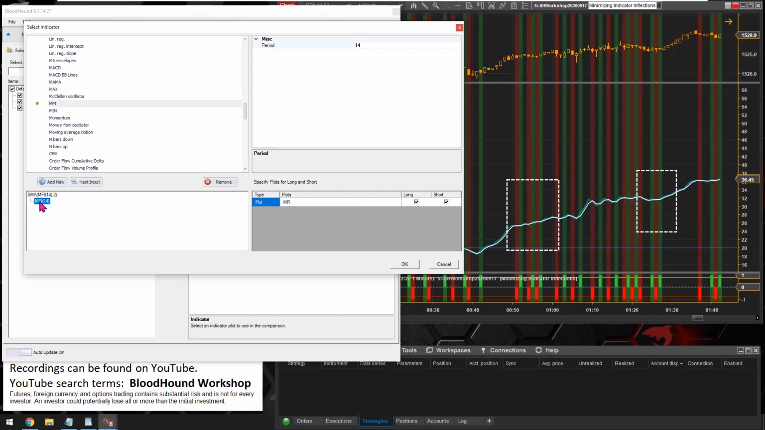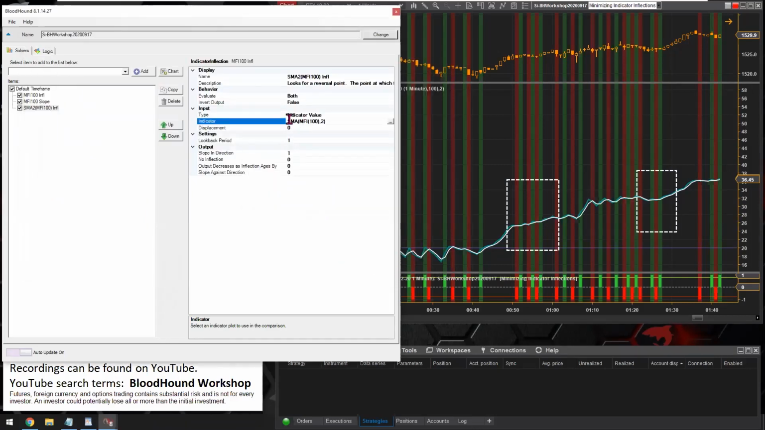So we can see the MFI is now fed into the SMA, exactly the same thing that I just did on the chart here. And the final step here is let's change the MFI to a 100 period there. All right, and there we go. So now if we look at this, we can see the MFI is fed into the SMA, just like so. There. So there is our new inflection solver with the MFI smoothed out using an SMA 2-period.